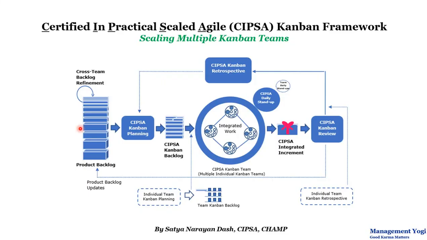So the CIPSA Kanban framework is very easy to follow. Earlier I have explained the CIPSA Scrum framework. Here again we have 3 artifacts: the product backlog, the CIPSA Kanban backlog, and the CIPSA integrated increment. And we have multiple meta events such as CIPSA Kanban planning, CIPSA daily stand-up, CIPSA Kanban review, CIPSA Kanban retrospective, and of course the release, which are all based on a cadence. And the 2 primary roles which are added are the Chief Product Owner if it is a product backlog, or the Chief Service Request Manager if you are providing a service, and the Principal Flow Master.